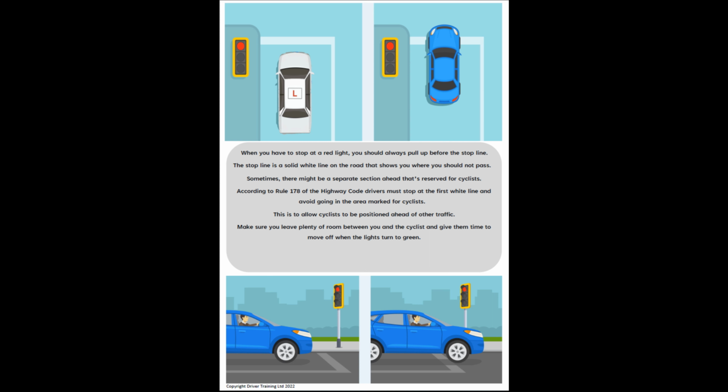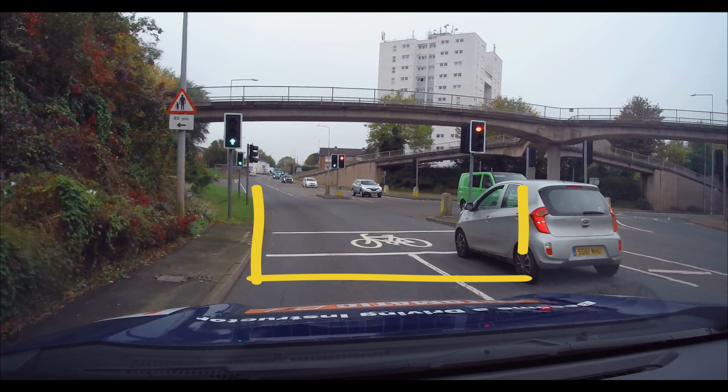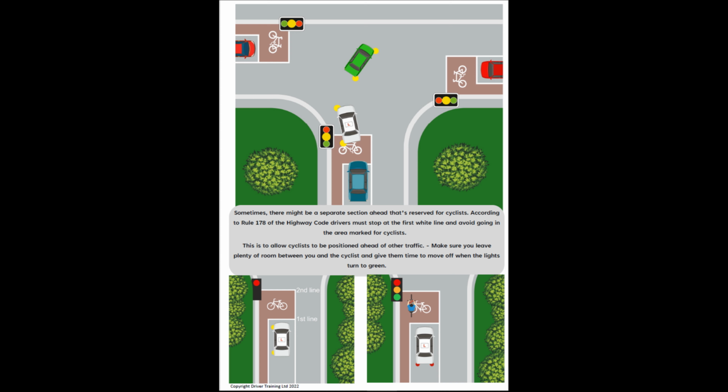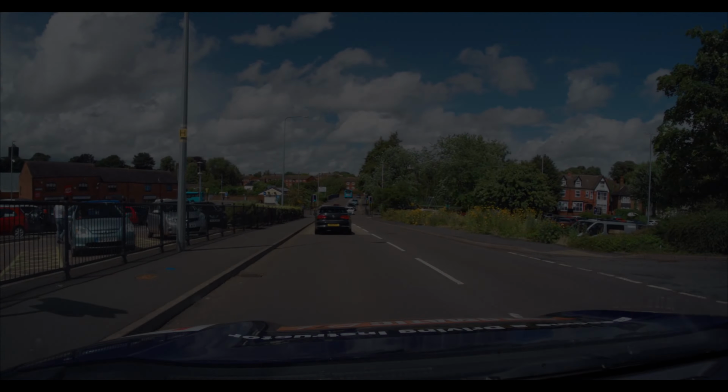The reason for that is some traffic lights have what's called advanced cycle boxes on them. So here you can see on the floor we've got the box which is for bicycles. And what that allows the cyclists to do is get in front of the vehicles, save being caught in a traffic jam and having to battle through cars when the lights change. So that's the reason we don't want to go into it. If you went into it because of slow moving traffic, then stop before the second solid line. But ideally, we'd want to stop before that first line.